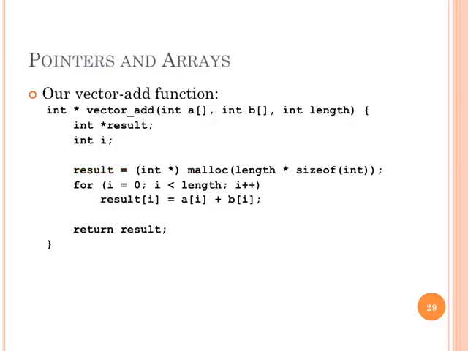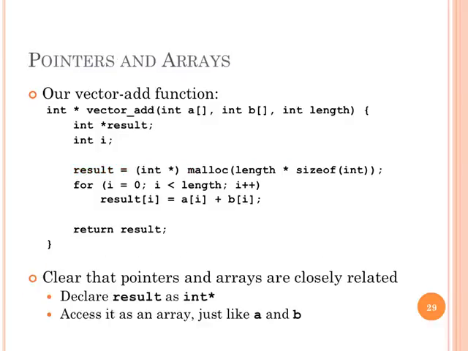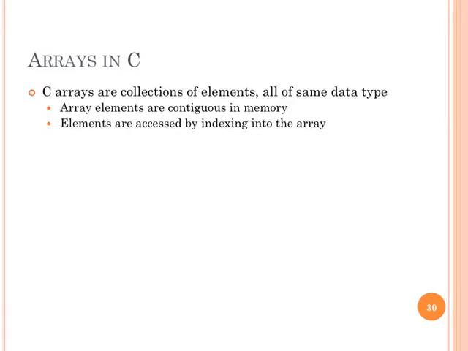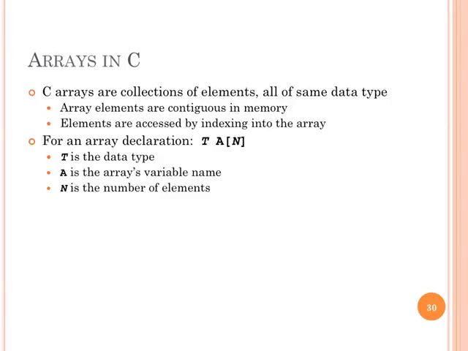We obviously don't have enough time to do that here, but I do want to point out that clearly pointers and arrays are related. They're like siblings, because we have result, which is declared as int star, and we access it as an array, just like A and B. So we're going to spend a little bit of time talking about this. Keep in mind, of course, C arrays, you probably all understand this. They're completely homogeneous. Every element is the same size, and we access them with an index.